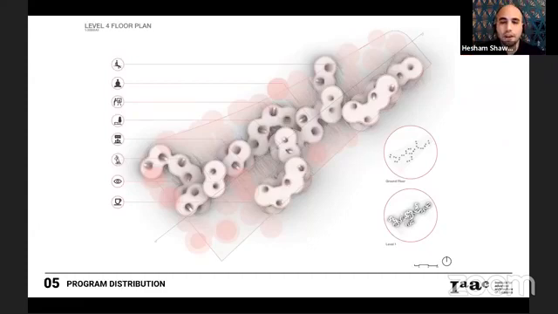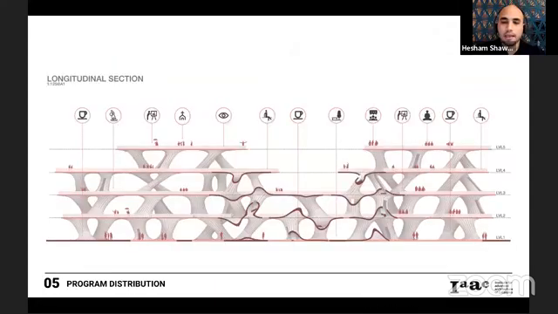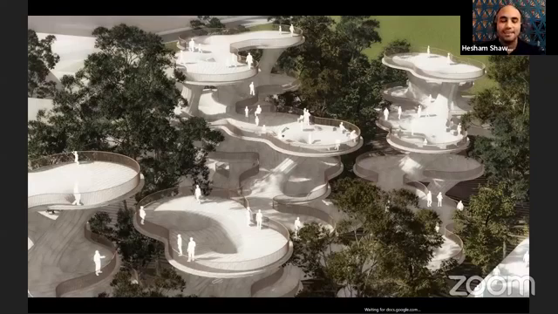And another diagram for the floor plan shows the main activities that people can do inside the structure, and again a section with different activities. So people can actually drink coffee, view things, draw, exhibit, do yoga, and more.